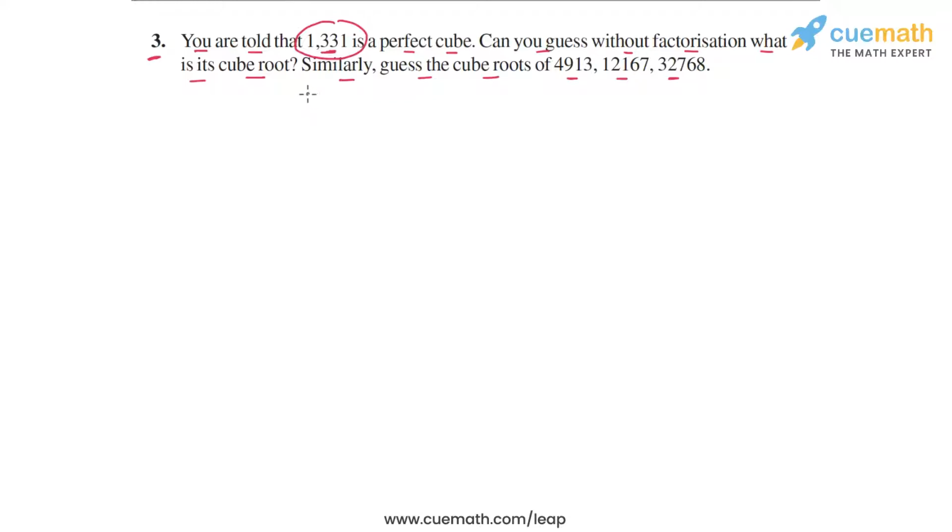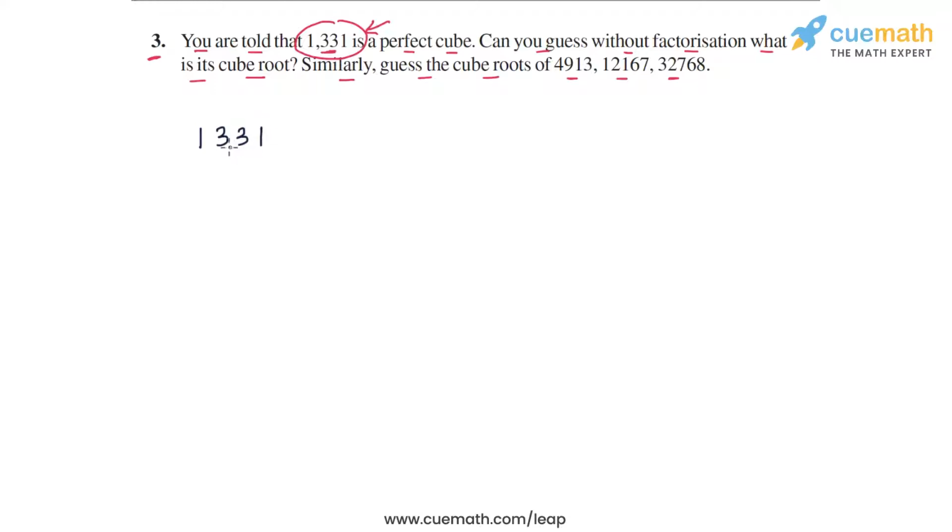Now, this question is based on a technique described in the NCERT textbook, in which if you know that a number is a perfect cube, you can determine its cube root directly in a very interesting manner. Let me describe this technique for you with this first number that we have, 1331.